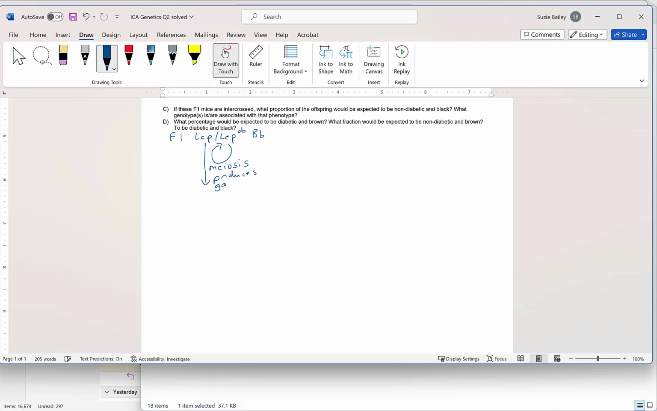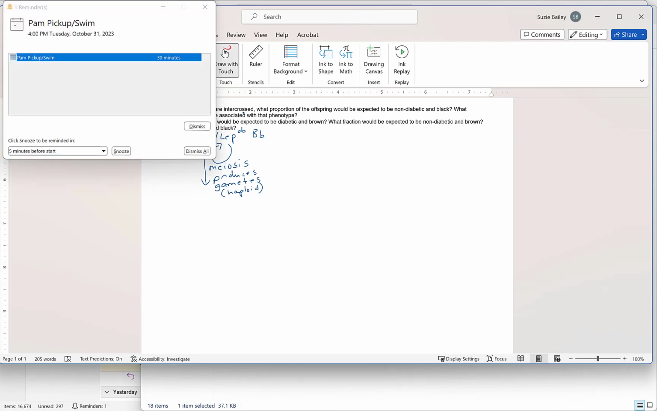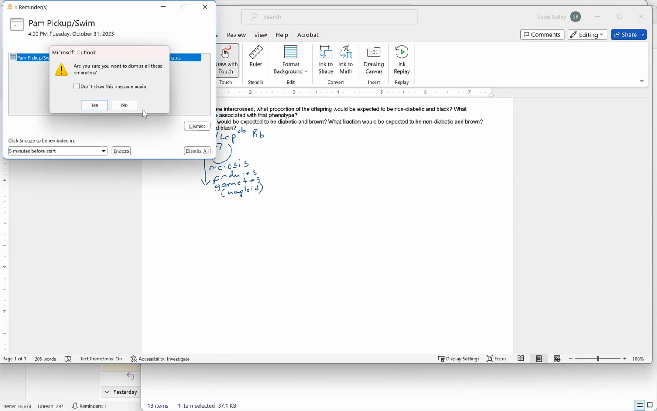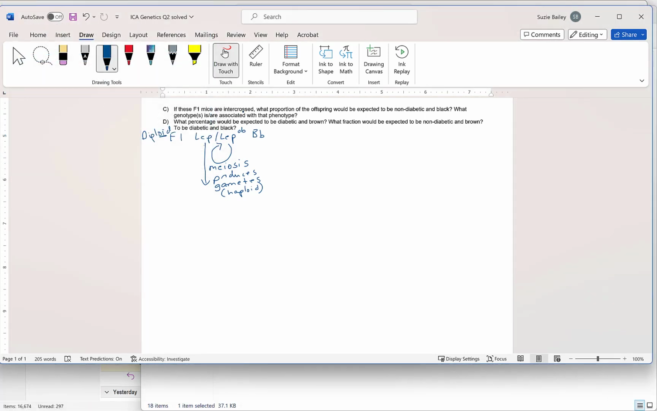So meiosis is going to produce gametes. Remember that gametes, reproductive cells, are haploid. So whereas our animals that we start with are diploid, having two of each allele, our gametes are going to be haploid and have only one allele at each gene. So one allele at the leptin gene and only one allele at the B gene, right?